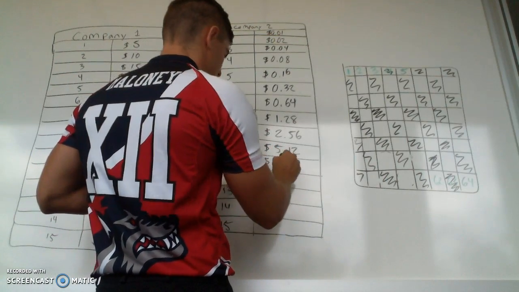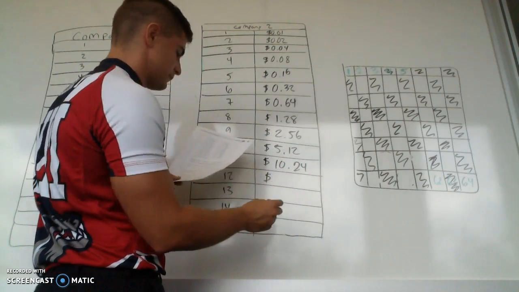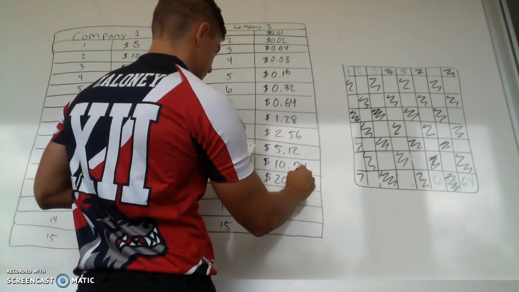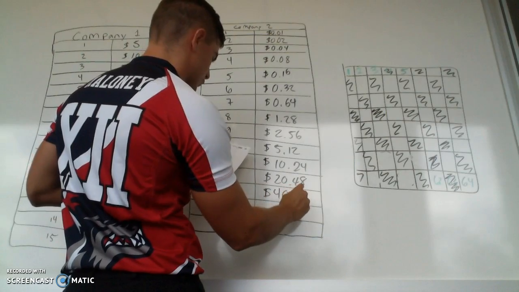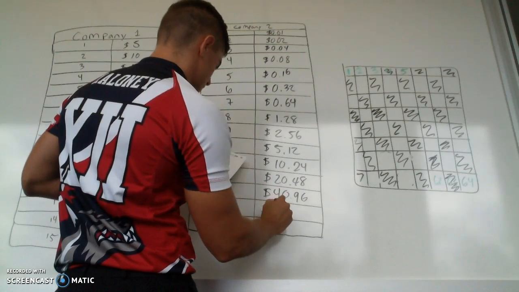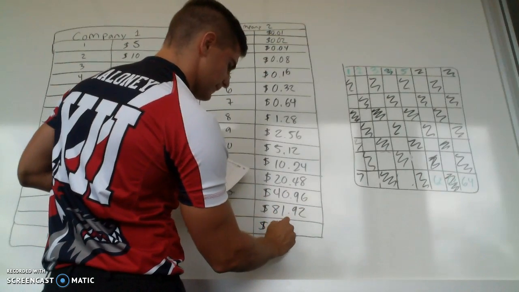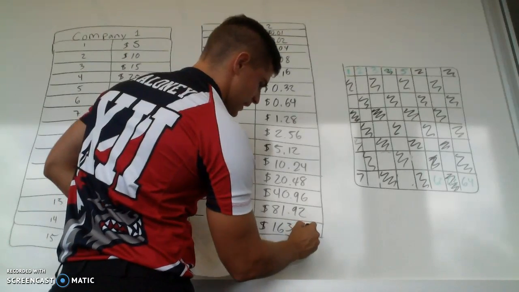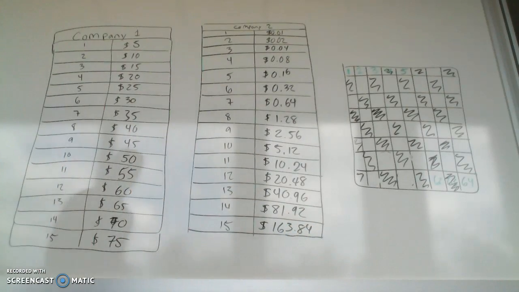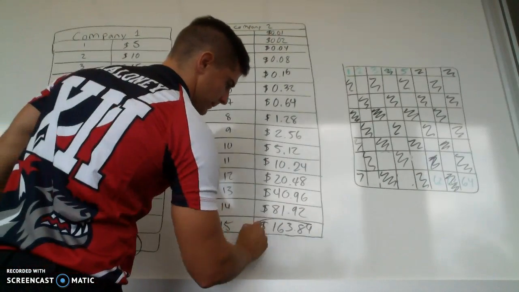Keep going, and we see that it's $10.24. And if we continue from there, $20.48. Now we start to see that we're building much more rapidly. Finally, on the 15th day, we end up with $163.84. Well over double of the penalty from company 1.